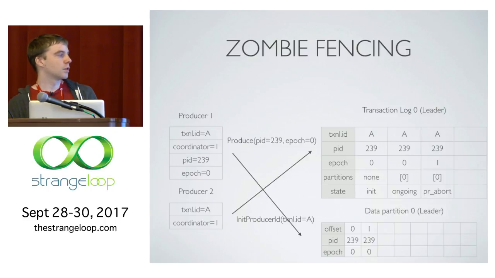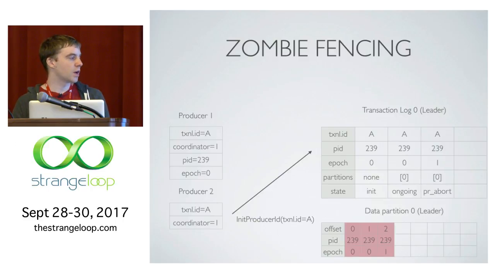So while this is going on, before we've written any markers or anything like this, it's still possible for the old producer to continue writing to the data topic. Because the epoch there is still the highest one that the broker has seen. But as soon as that marker gets in there with the incremented epoch, then that producer can be fenced.